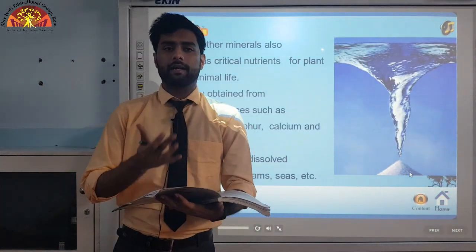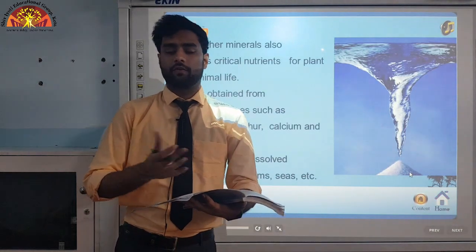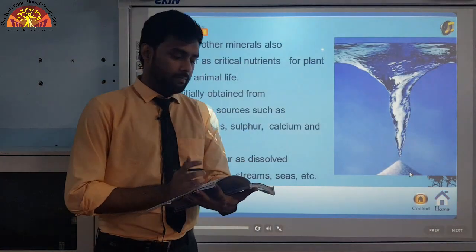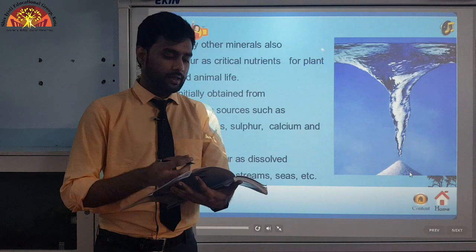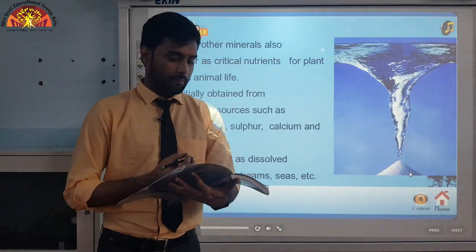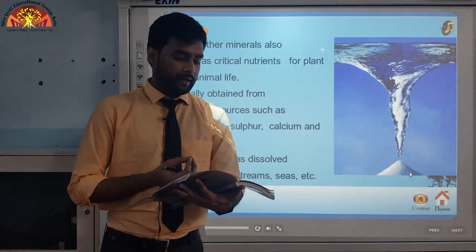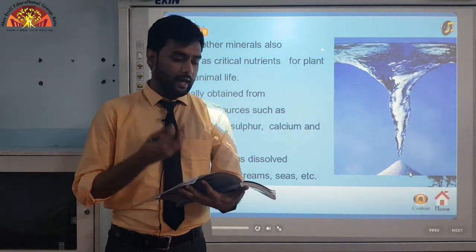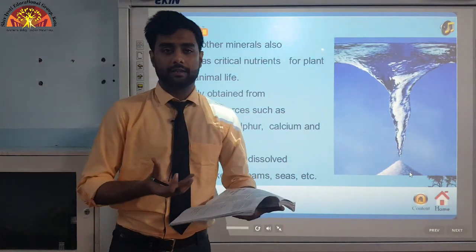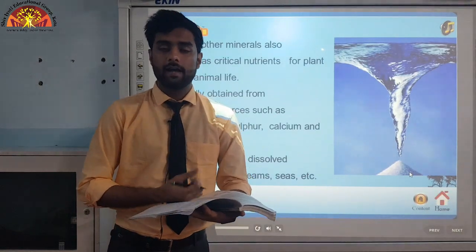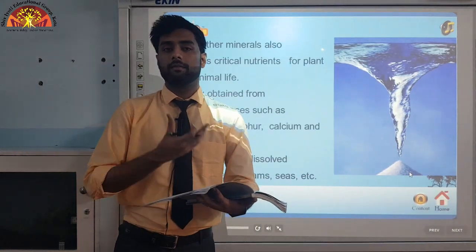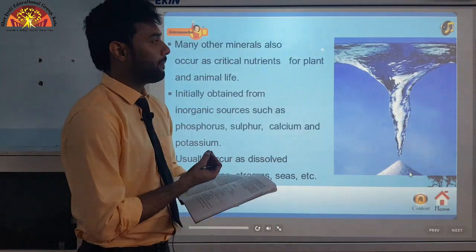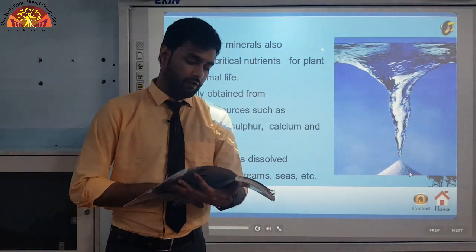Now let us learn about other minerals as well which are integral for our life. Other than carbon, oxygen, nitrogen and hydrogen being the principal geochemical components of the biosphere, many other minerals also occur as critical nutrients for plants and animal life. Carbon, oxygen, nitrogen and hydrogen are very important for us, but there are also certain elements, certain minerals, which are found in our environment which are essential for life, for the biosphere.